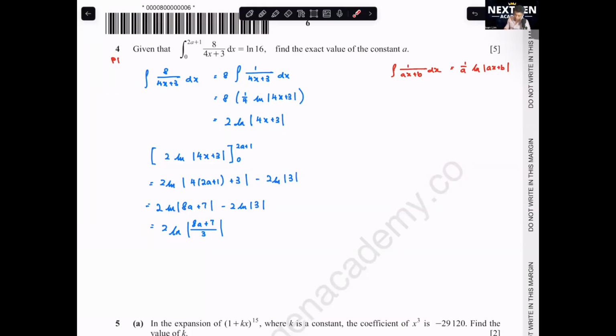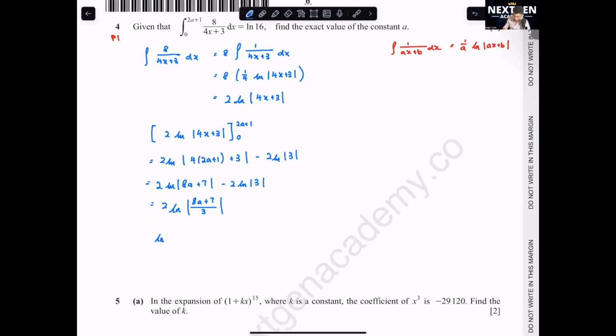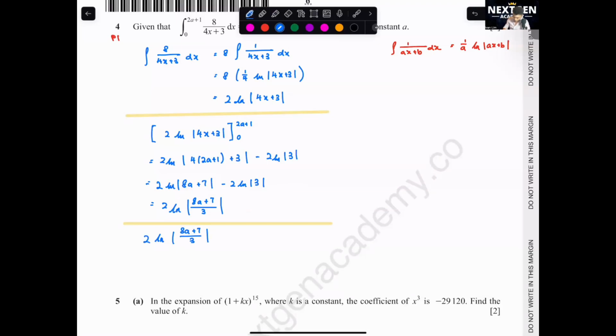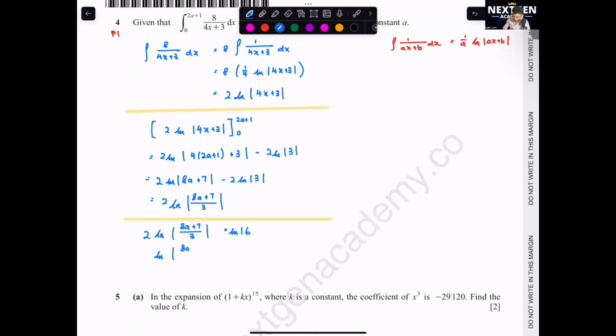Now we have this. We want to equate this equals to ln 16. So let's do ln 8a plus 7 over 3, 2 ln 8a plus 7 over 3 equals to ln 16. Bring the 2 to the other side. Equals to 1 over 2 ln 16, which is ln 16 to the power of 1 over 2, ln 4.